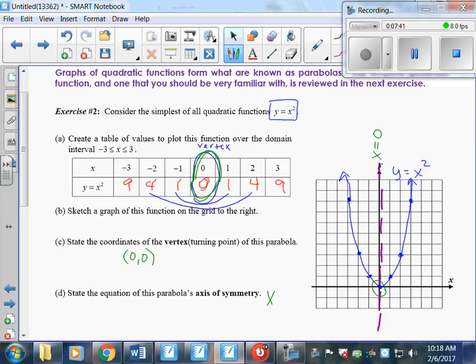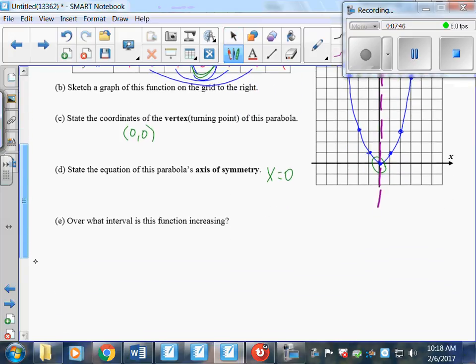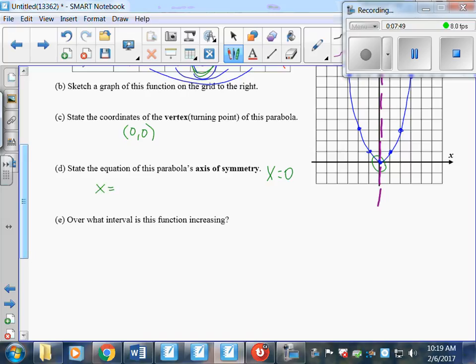So x equals 0. I just want to take a minute to remind you that the formula for the axis of symmetry is x equals negative b over 2a. Now, in our example of y equals x squared, the only thing I have here is my x squared, my a, which is 1. So x is equal to 0, because b is 0, over 2 times 1, which is 0. So that's another way that you can find your axis of symmetry.